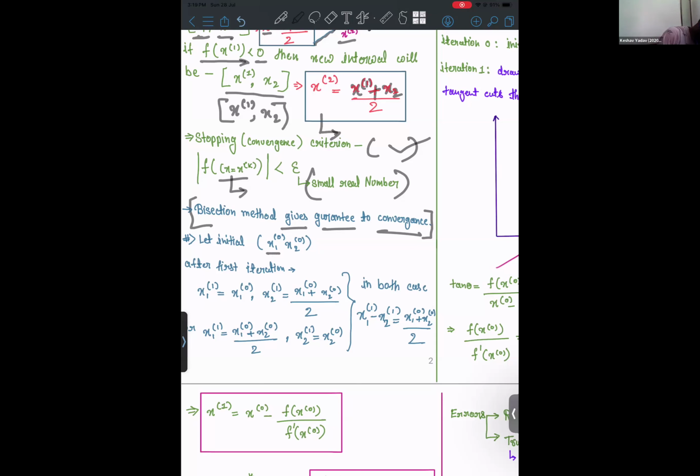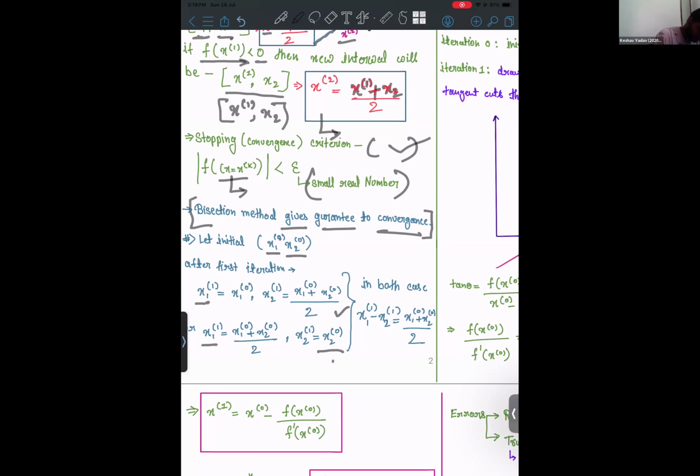Suppose we have some initial guess x1 and x2 at 0th iteration. After the first iteration, what will we get? Either x1 at first iteration will be x1 at 0th iteration plus x2 at 0th iteration divided by 2. Or what will we get? x1 at the first iteration will be x1 at 0th iteration plus x2 at 0th iteration divided by 2, comma, x2 at first iteration will be equal to x2 at 0th iteration.